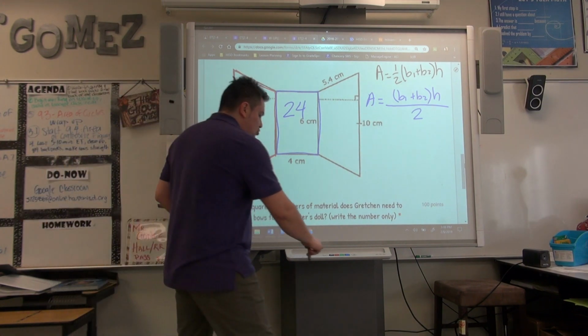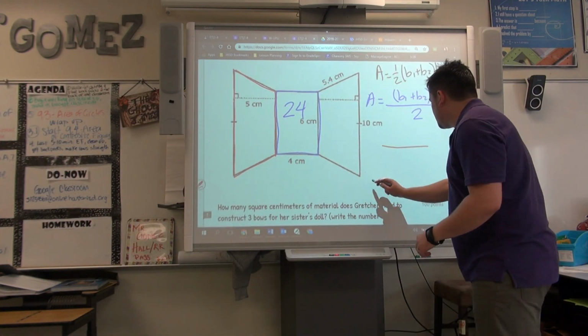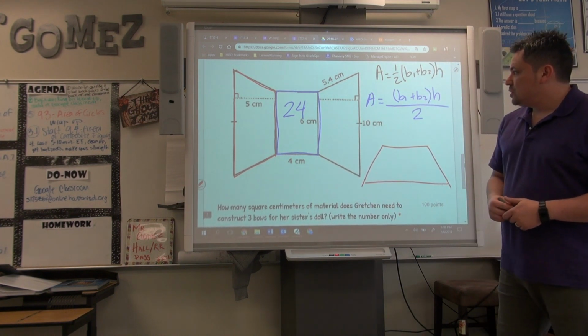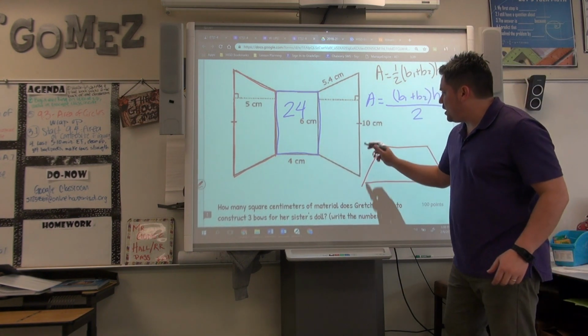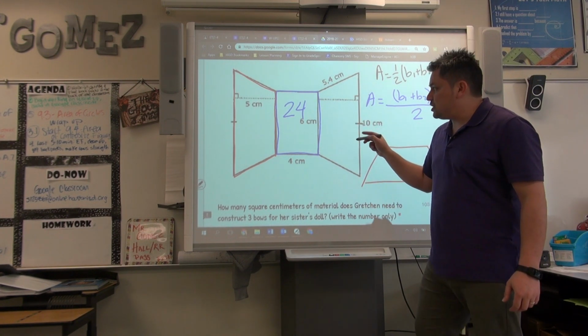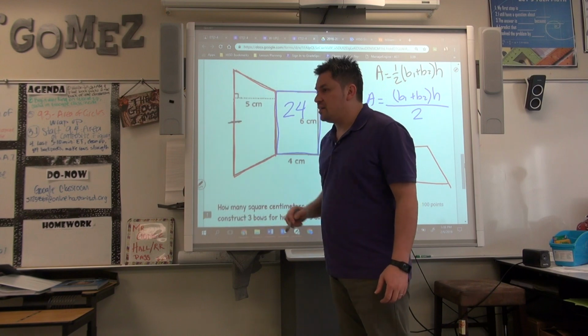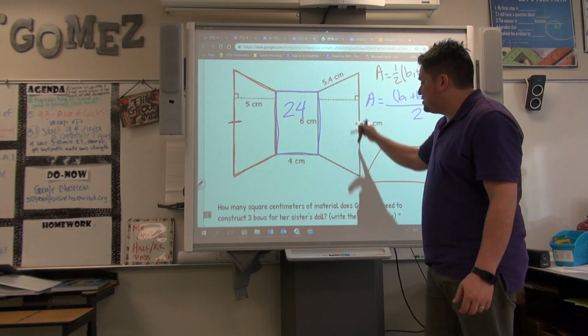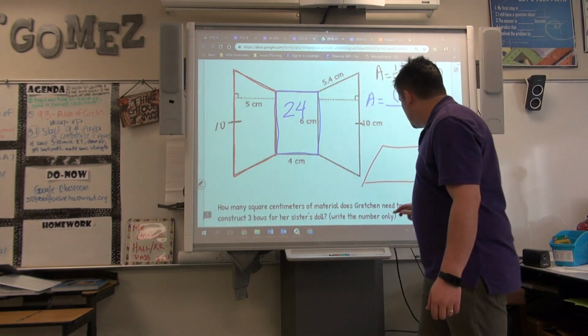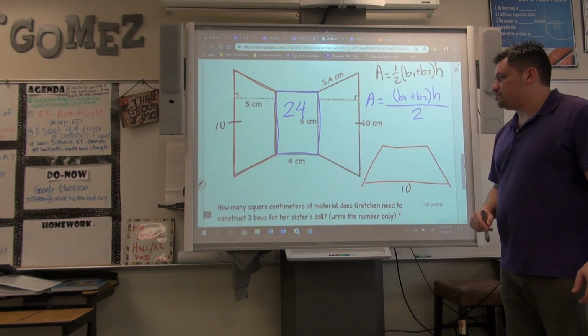So I'm going to redraw this trapezoid on the side because I want to show you something. I'm going to label it. So if you look at this one right here, we got tick marks. That means that this 10 is congruent with this side. So if this side is 10, what is that side going to be? 10. So this side right here is 10.